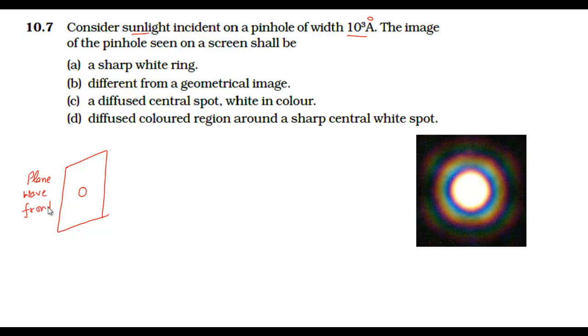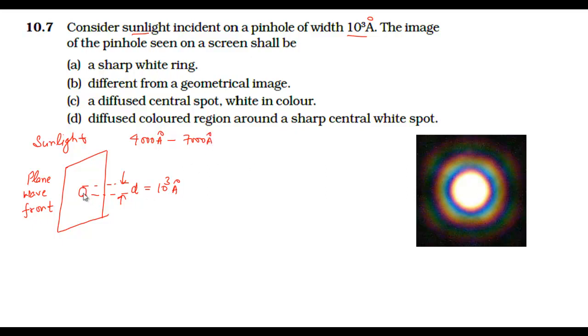Plane wavefront is incident on this slit arrangement, and also the size of the slit. Let the size of the slit be D, and it is given equal to 10 raised to the power 3 angstrom. Now the sunlight is comprised of wavelengths from 4000 angstrom to 7000 angstrom, corresponding to the optical spectrum.